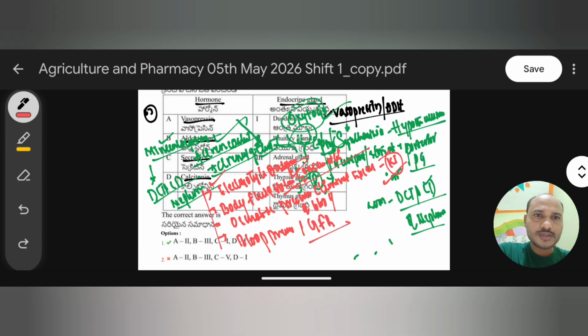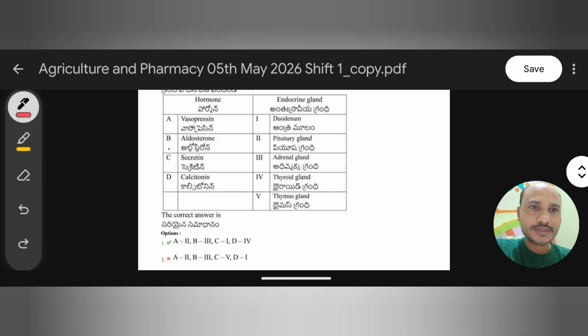So remember, the main target site is the DCT and collecting tubule, and the mineralocorticoid is synthesized from the adrenal cortex of the adrenal gland. So here we have to choose the adrenal gland: first here, second this one, third this one. And now coming to secretin.